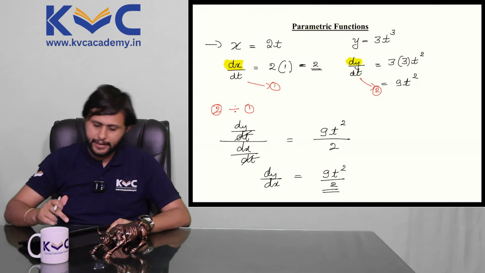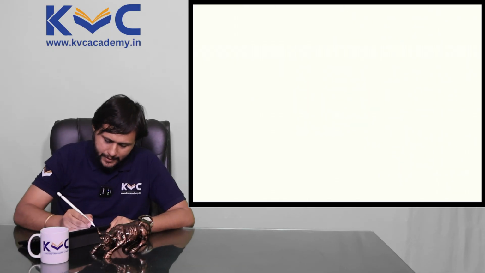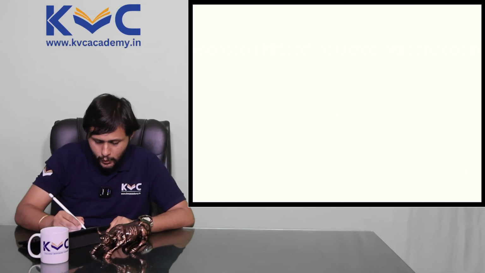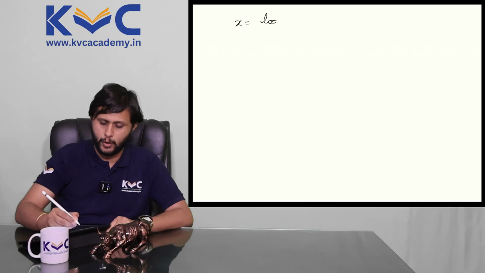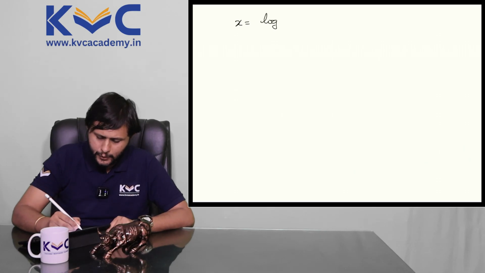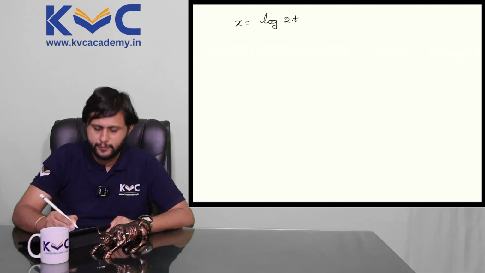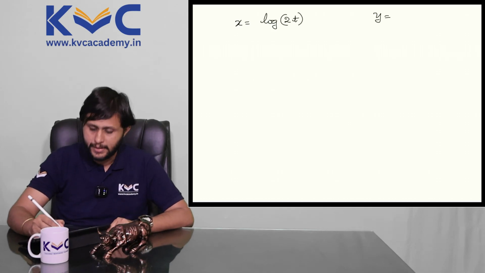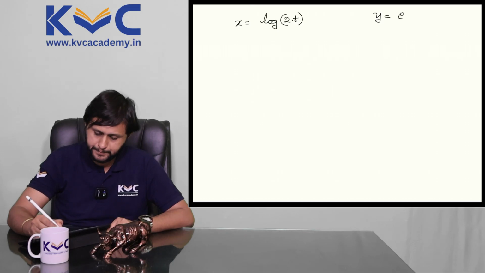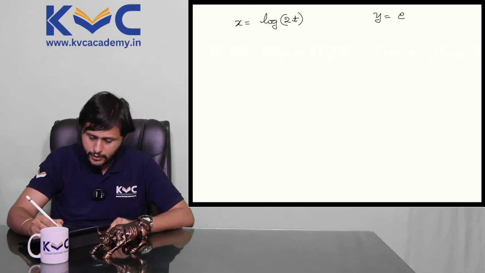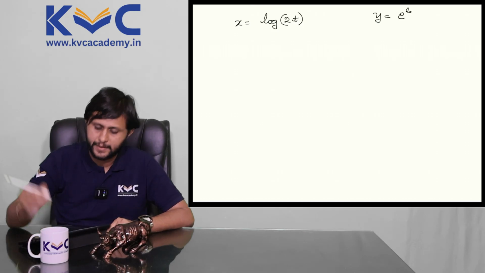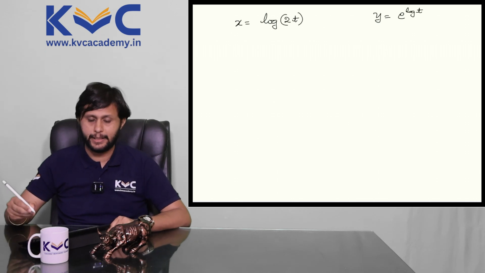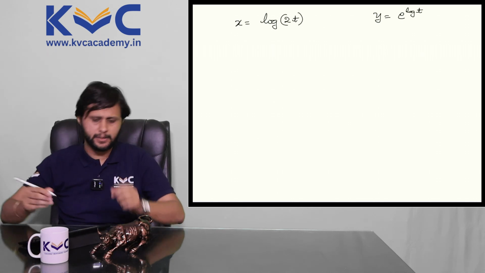One more example I'll take. We will take x to be equal to log 2t. I'm using a little bit of chain rule also. And then I'll take y is equal to e to the power log t. Fine, I've used chain rule in both of them.